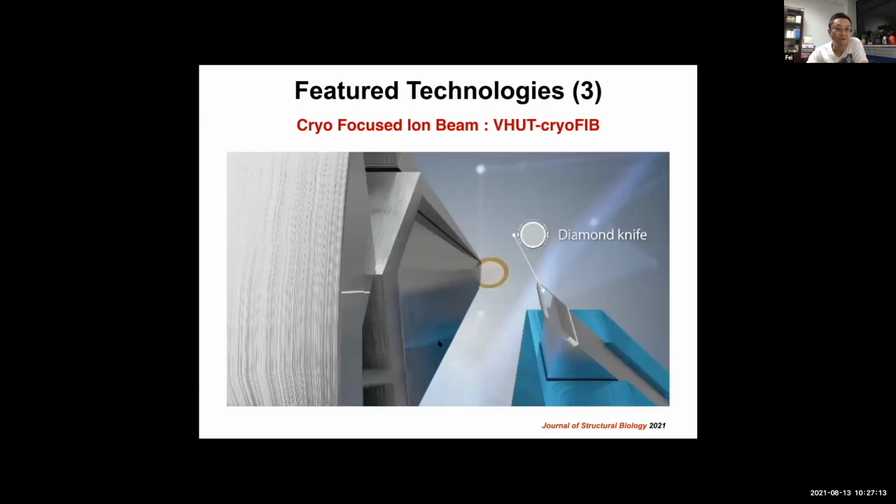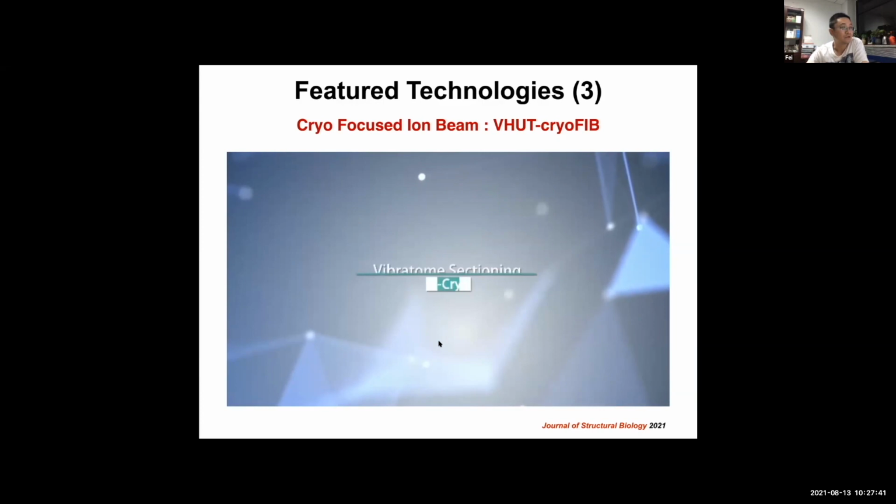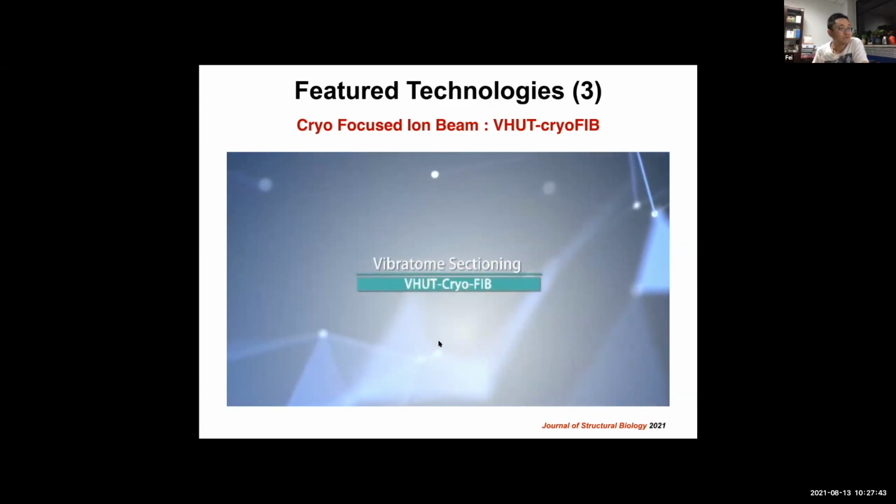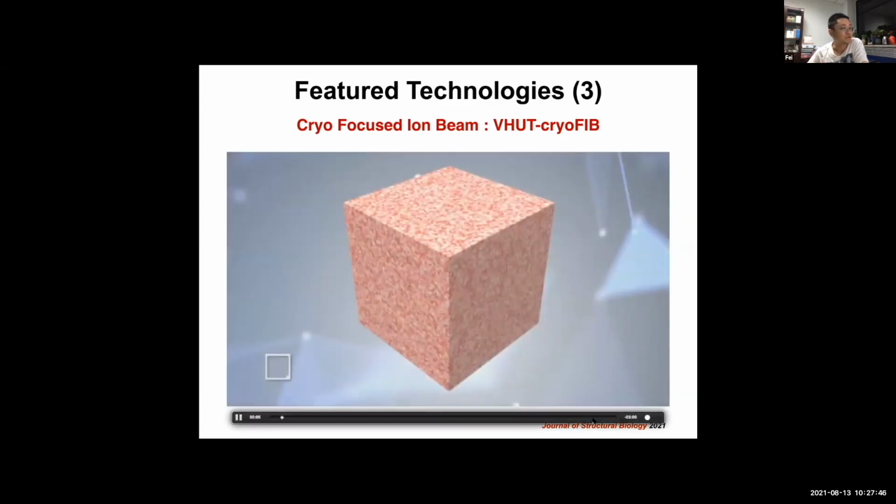But how can we prepare cryolamella of tissue samples? So this is another technology we developed. We call it VHARD cryo-FIB. We try to combine high pressure freezing, cryo ultramicrotome trimming and cryo-focused ion beam together to prepare cryolamella of tissue samples. Here is a movie just to show the whole workflow. This workflow was just recently published in the Journal of Structural Biology.